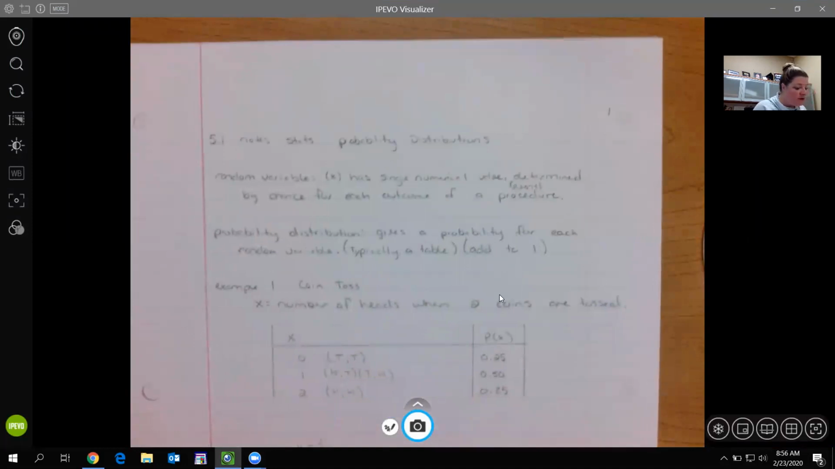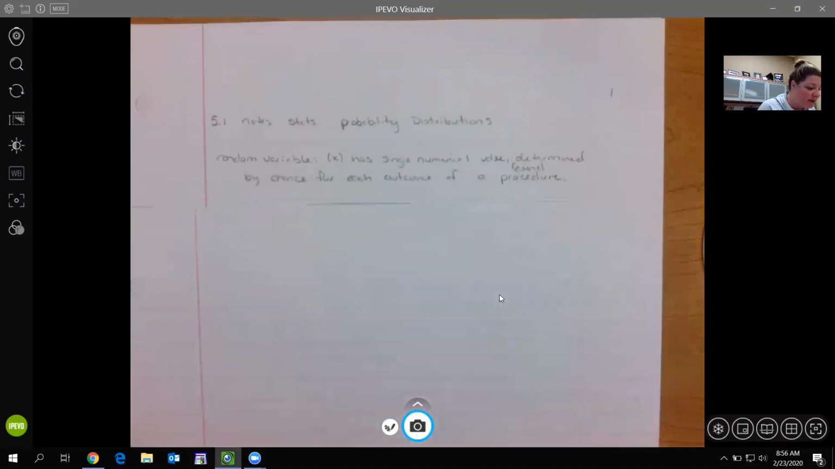Okay, so the first idea, I'm going to cover this up as I go. The first idea that they bring up is a random variable. A random variable is just our x, and it's what we're taking the probability of, or the name of what we're taking the probability of. They say that it has a single numerical value, and it's determined by chance for each outcome. It'll make a little more sense in the table, but for example, if I'm flipping a coin, my x values are heads and tails. Those are my outcomes, and that's my random variable.